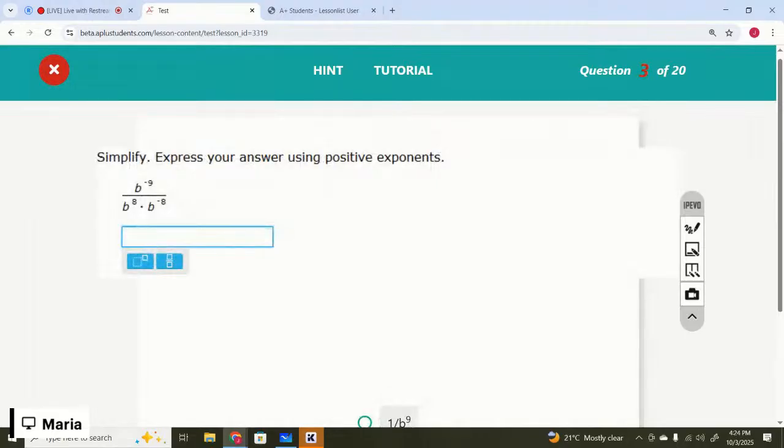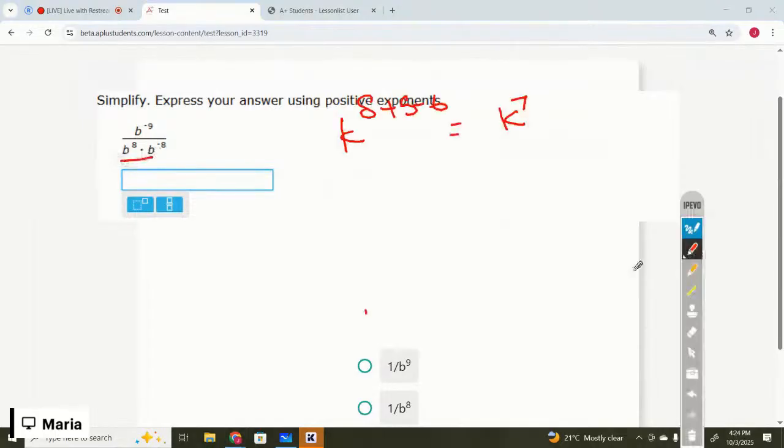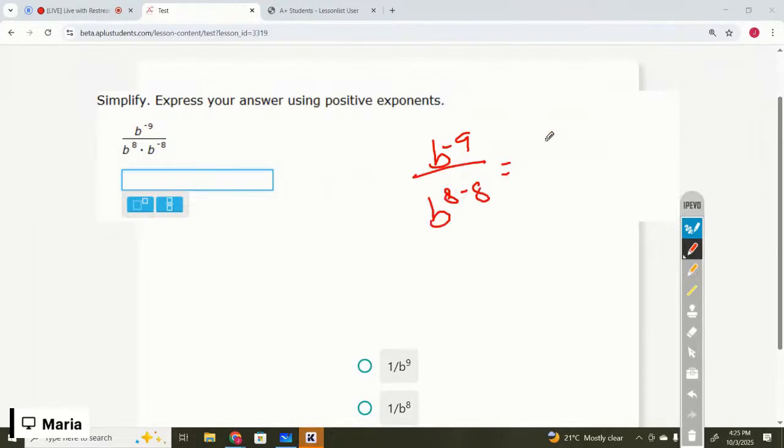B exponent negative 9 divided by B exponent 8 times B exponent negative 8. So just add these exponents because they are multiplying. So b exponent negative 9 is b exponent 8 minus 8, that is b exponent 0. And b exponent 0 means 1. Now you can write this in a denominator to make it a positive exponent. So that is 1 divided by b exponent 9.